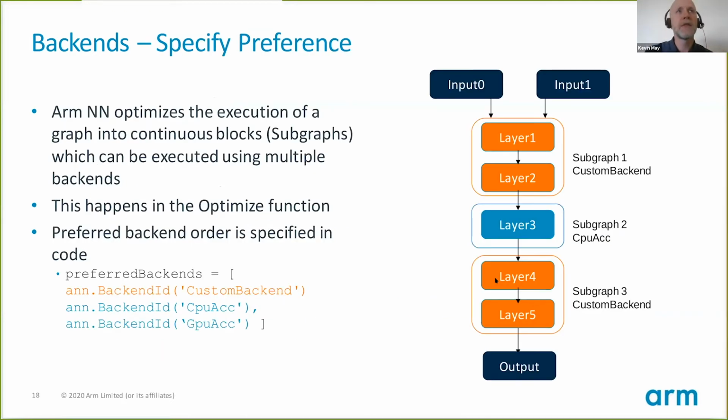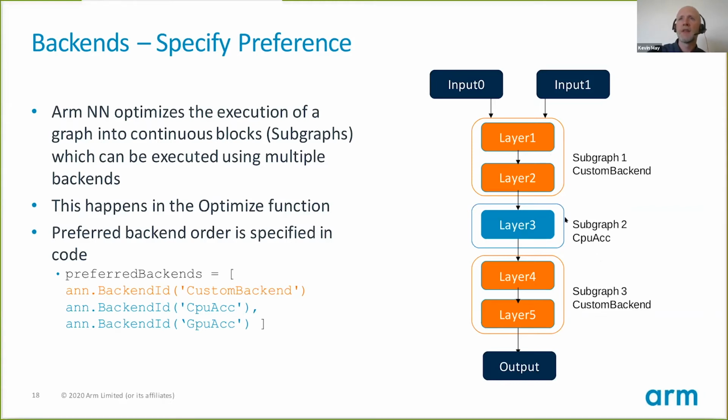So currently, globally, if you want to set your preference for backends, this is how you would do it. You give your list of preferred backends. In this example here, I have a custom backend as my number one preference, then a CPU ACC and a GPU ACC. And when Arm NN optimizes the execution of the graph, it does so into subgraphs. So in this example over here, it has been optimized, and layer 1 and layer 2 are supported on my custom backend. So they get put into a subgraph of their own.